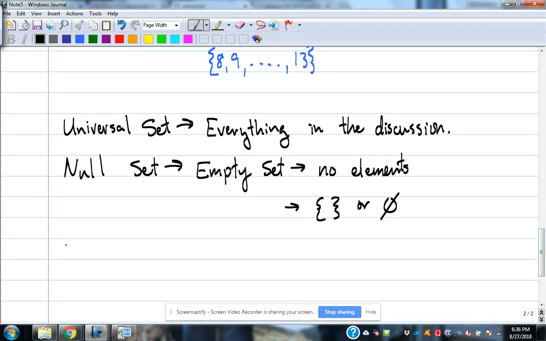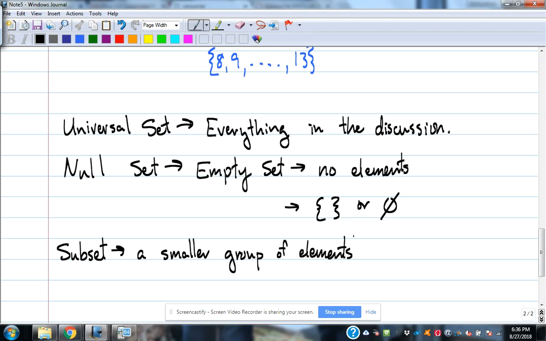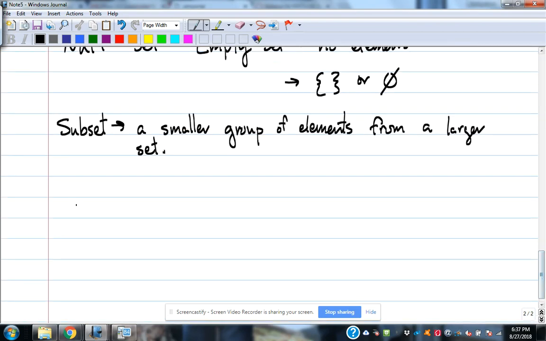One more definition. Subset. A subset, a smaller group of elements from a larger set. Seems intuitive. Bigger set, you take some of them, you make a subset with it. Okay? All right. Let's look at an example.